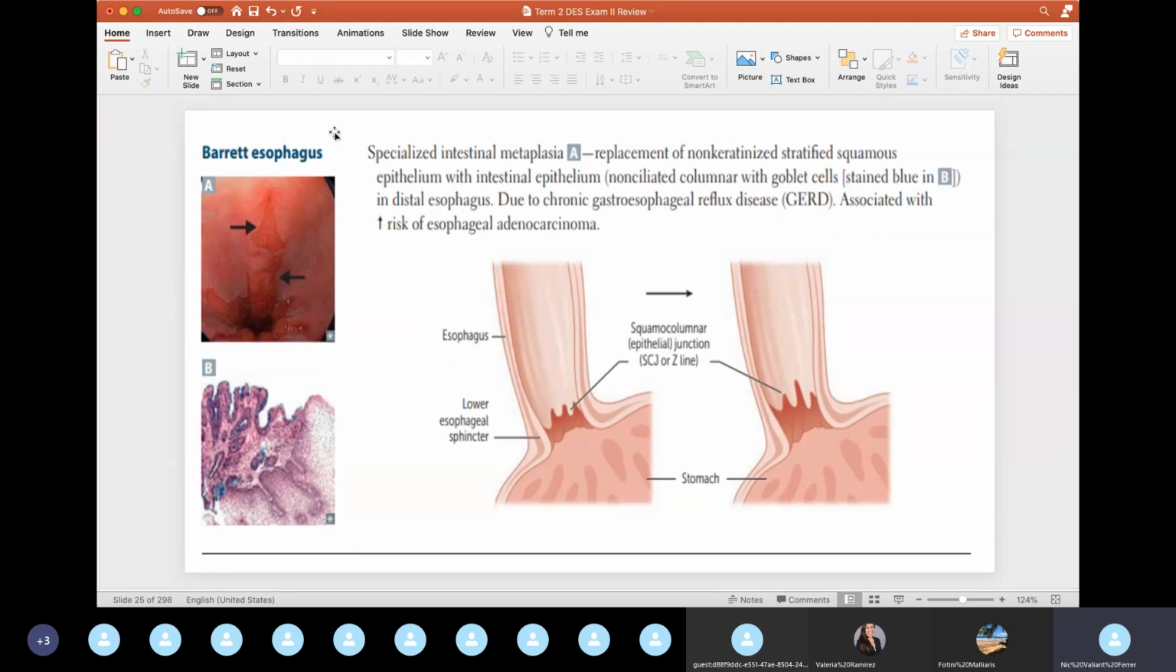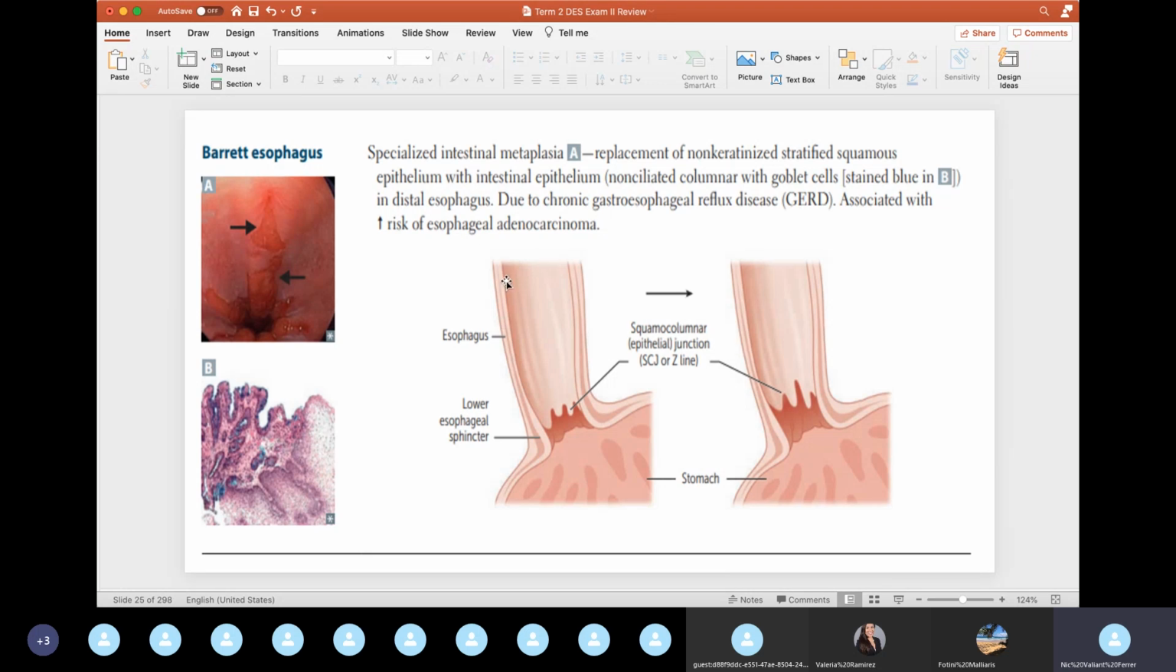Barrett's esophagus, another high yield. This is specialized intestinal metaplasia. You have a replacement of your non-keratinized stratified squamous epithelium, the normal epithelium of your esophagus, with intestinal epithelium, non-ciliated columnar with goblet cells in the distal esophagus. This is due to what? GERD. If you have gastroesophageal reflux disease, this is associated with increased risk of esophageal adenocarcinoma.